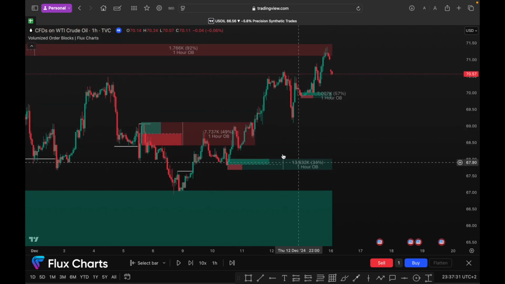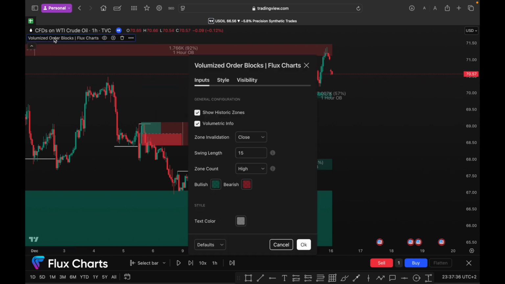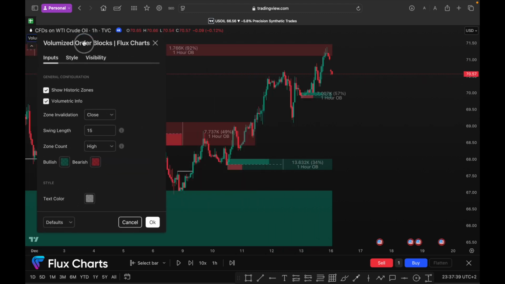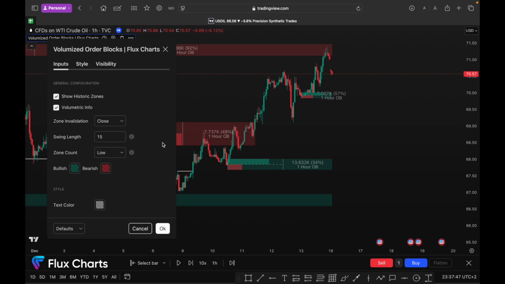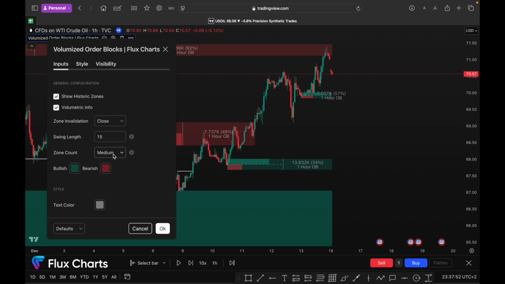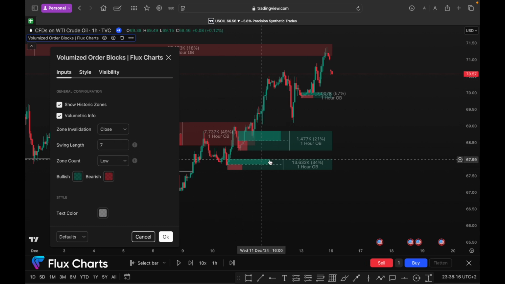If you want to see more order blocks, you just go into the order block settings and you can change how many order blocks. If you put it on low, you will see fewer order blocks. If you put it on medium, more will show, and high, of course, even more will show. Let's put it on low and change the swing length. The lower it is, the more order blocks it shows, as you can see here.